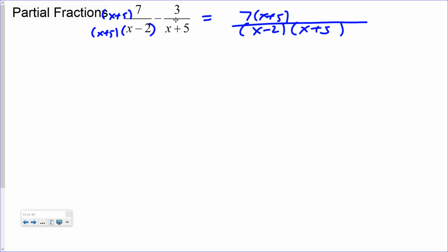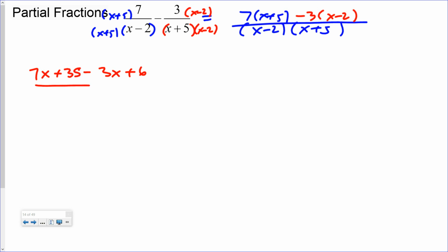And on this fraction, you already have an x plus 5, but to get an x minus 2, you'd have to multiply by x minus 2. Well, if you multiply the bottom by x minus 2, then you certainly need to multiply the top by x minus 2, okay? If I try to get this into one fraction, what I would get is 7x plus 35 minus 3x plus 6 all over x squared plus 3x minus 10, if I'm doing that right.